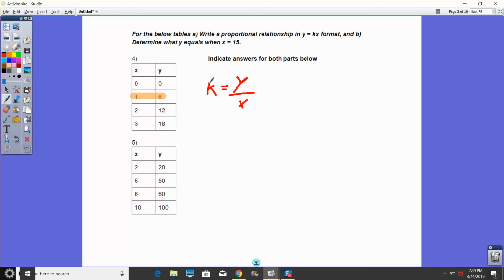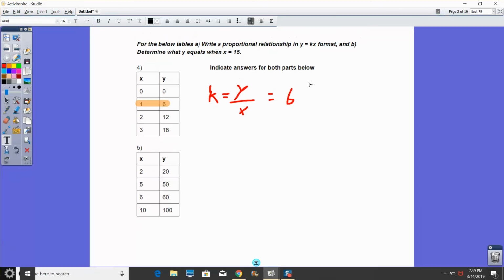But we can find the k value in any proportional relationship if we simply take a y value and divide it by its corresponding x value. So 6 divided by 1 is obviously 6. If the k value is 6, that means the proportional relationship for this first table is y equals 6x. Now that we know y equals 6x, what would y be if x equals 15? We would substitute in 6 times 15, where x is 15, and do some simple math, and we find that y equals 90.